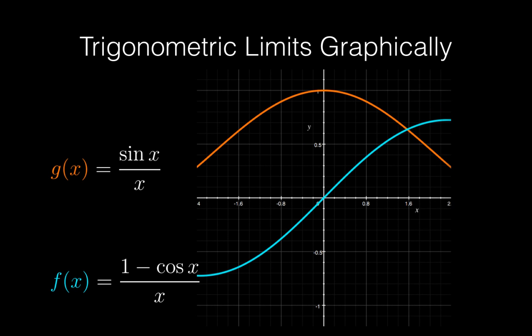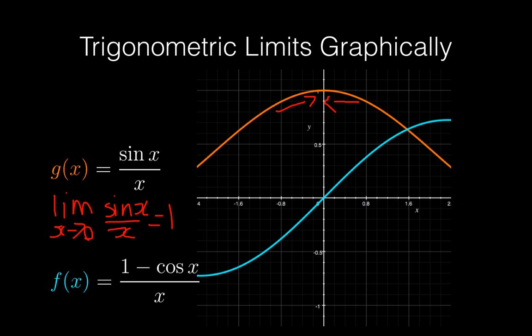Here I'll show you a quick graph of the two trigonometric limits. You can see in orange the function of sine of x over x, and in blue the function of 1 minus cosine of x over x. You can see in orange that as you get closer and closer to x equals 0, y is getting closer and closer to 1. This agrees with what we showed in the last slide, which is that the limit as x approaches 0 of sine of x over x is equal to 1.